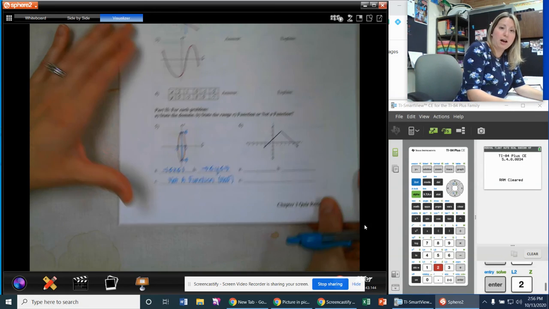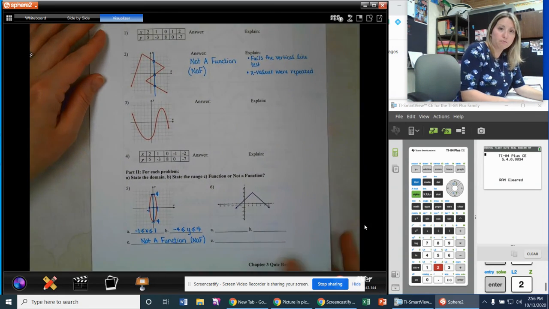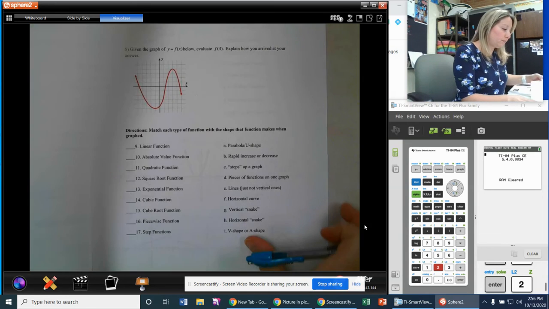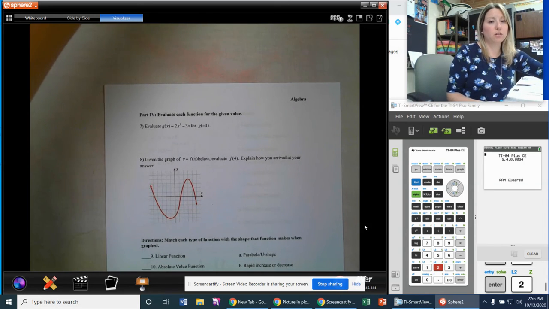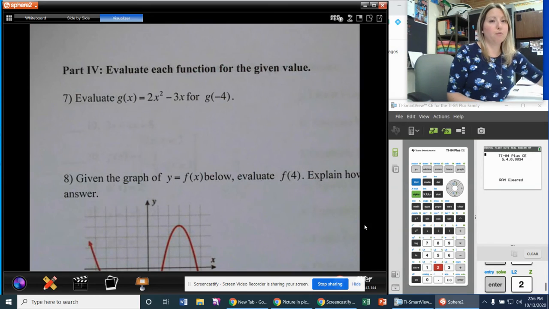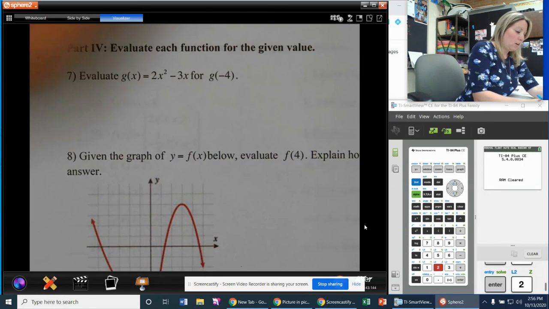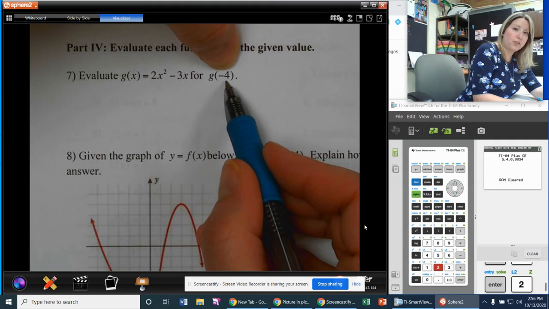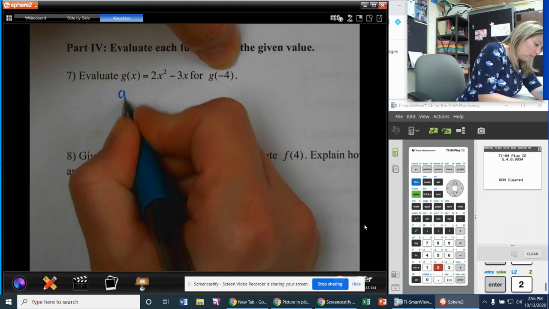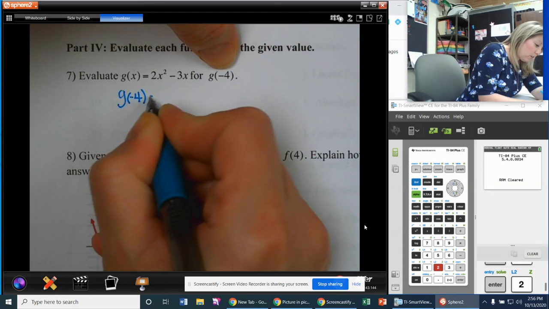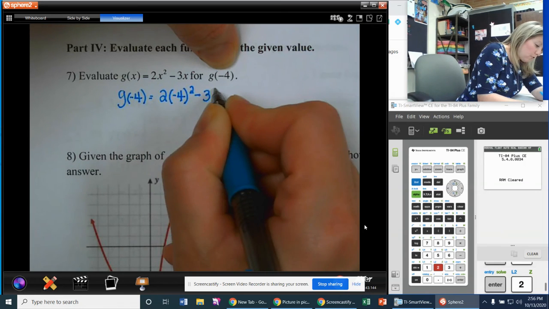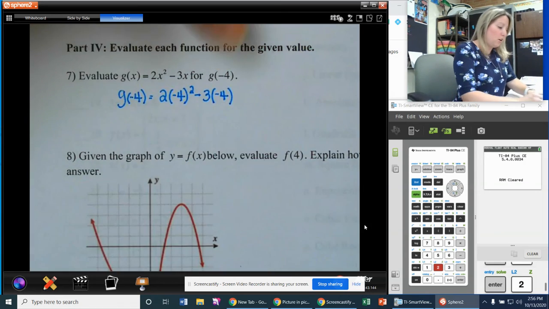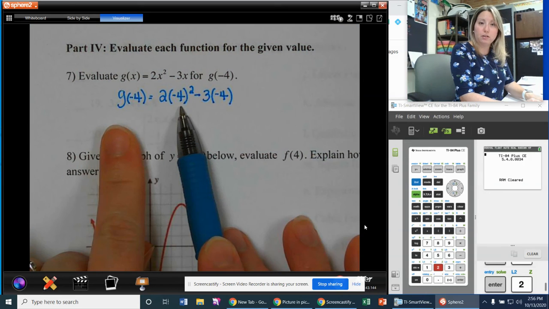Let me also head back right here for evaluating. When you're evaluating a function, we're replacing X with this value right here. So what you do, this is the only thing I need to see written down substitution work-wise, okay? Because you can do the rest on your graphing calculator, and I will in a second. So I'm replacing all my variables with -4.